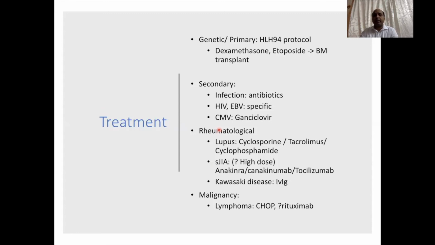So what treatment is available? Depending upon the cause of macrophage activation syndrome, there are different proposed lines of therapy. If the patient has primary HLH, the HLH-94 protocol, dexamethasone, etoposide, or bone marrow transplant is the ultimate treatment. For secondary, infection-associated cases like tuberculosis, you have to treat with ATT, not with steroids. For EBV and HIV, you have to give specific therapy. For CMV-associated cases, you have to give ganciclovir.